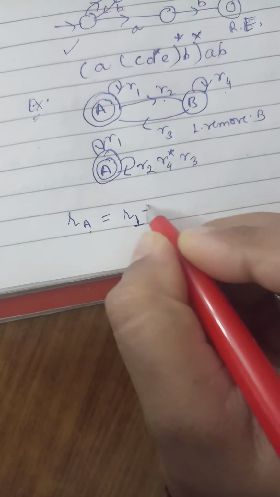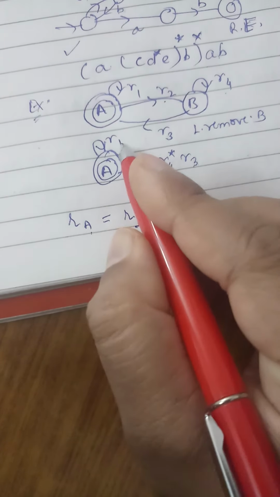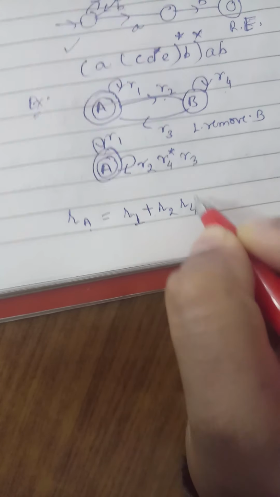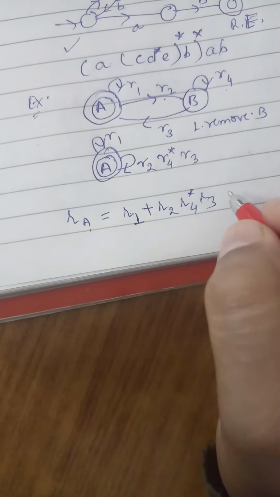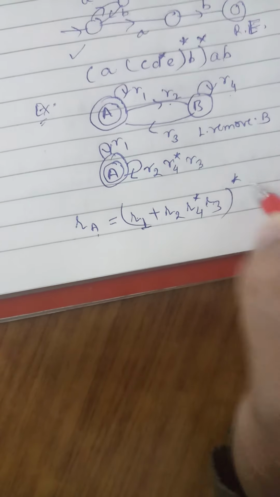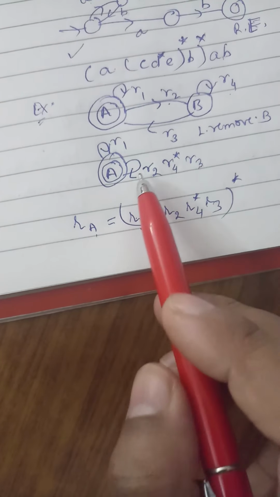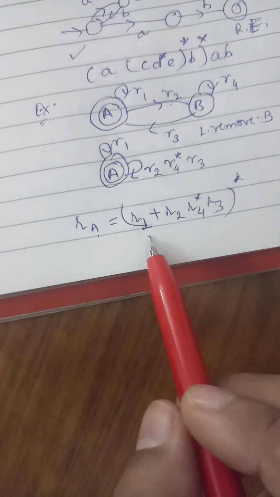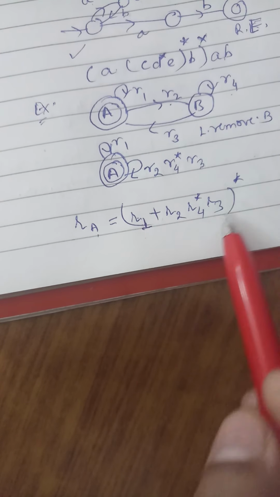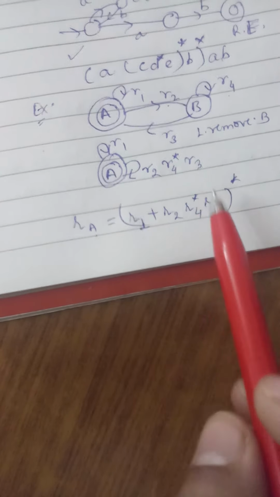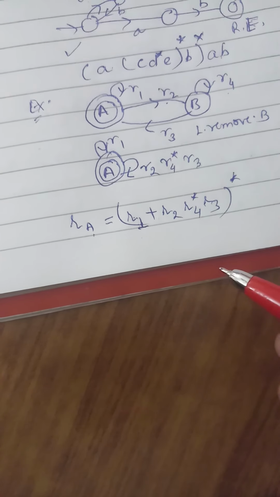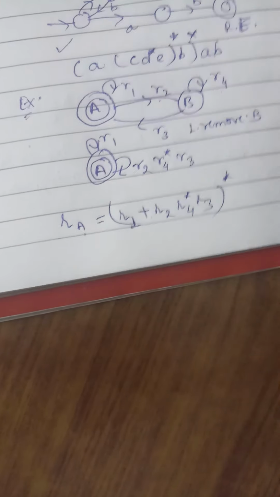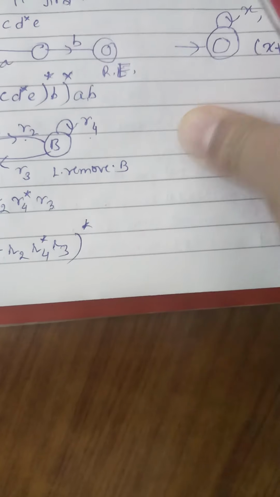How can we write RA? R1 plus, because one loop is on R1 and the second loop is this: R1 plus (R2 R4 star R3) whole star. Either this will run or this will run, that's why it comes with plus. And because it is in a loop, it is star. So in this way we can write RA.